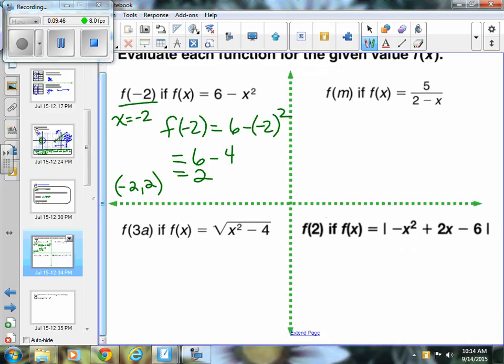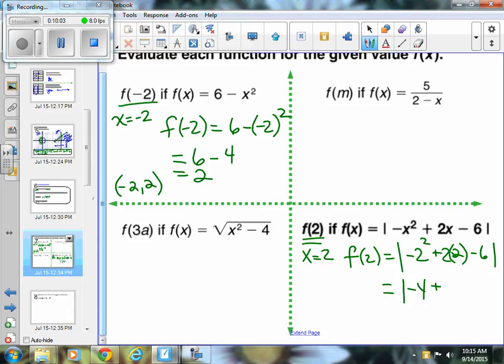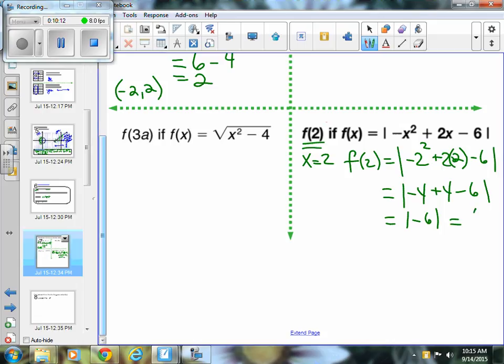Let's go down and do the other one that has a numeric value. F of 2. That means your x value is 2. So if I want to do f of +2 in this function, remember what those bars mean. That's absolute value. So we'll talk about that. All right, so be careful with your order of operations. Looks like the 4's are going to cancel, so we get absolute value of negative 6. And absolute value, remember, is distance from 0, which would be 6 units. So that means I put in 2, I got out 6.